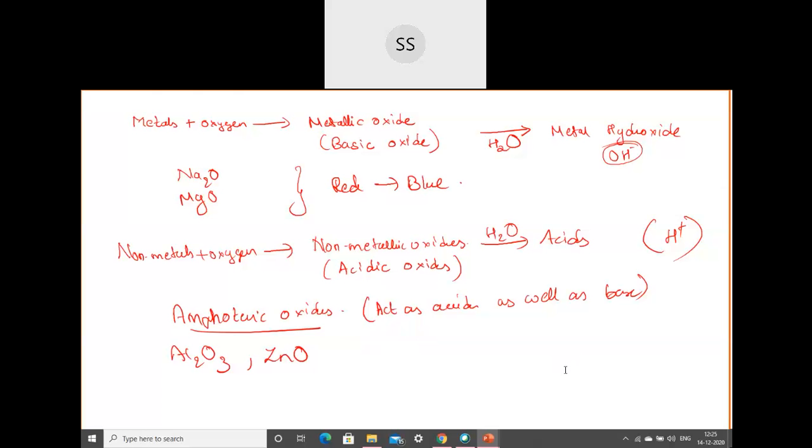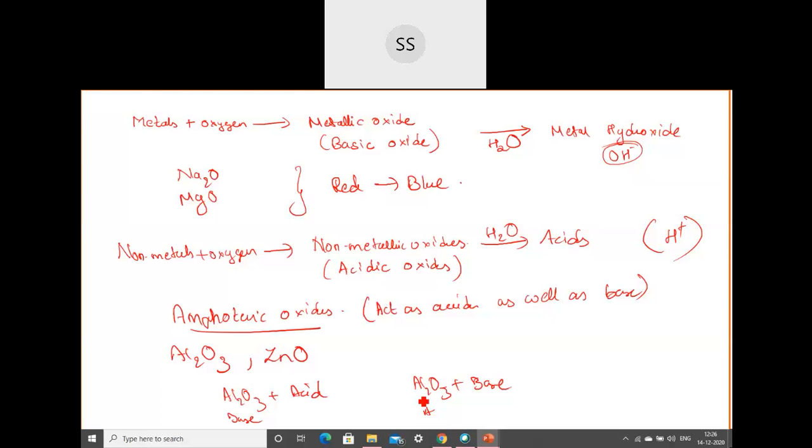Not when they are dissolved in water. Amphoteric oxides, when they are made to react with acid and base. Suppose I take aluminium oxide and make it react with acid. In the presence of acid, it acts like a base. Suppose I take aluminium oxide with a base; in that condition, this aluminium oxide will act as an acid. So their behavior is two-way.